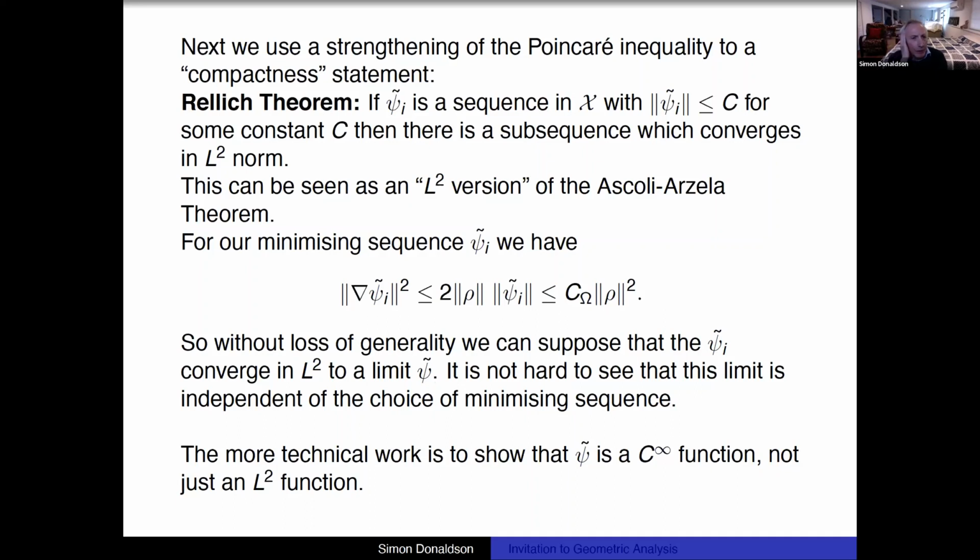So using these facts, the Poincare inequality and the Rellich theorem, we do get something. We get this L2 object, psi tilde, a limit of a minimizing sequence, which obviously, if there is a solution, will be it. The more technical work, which we won't go into, is to show that this object we've obtained, which is a priori just an L2 function, is in fact a smooth function and satisfies our PDE.